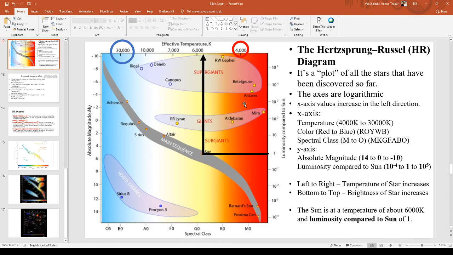Hope you liked it and hope you enjoyed this topic. I think the Hertzsprung-Russell diagram is a really fun diagram. It shows all the stars and their classifications. If you have any questions, ask me now and then I will end the class here. Any questions from the Hertzsprung-Russell diagram?